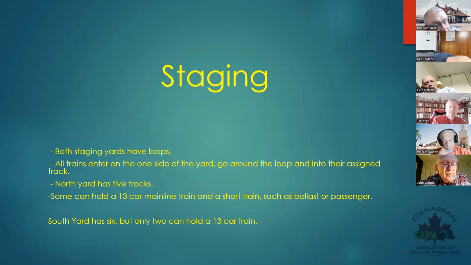North yard is 5 tracks. They're long. I put my 13 cars, my maximum, and I can actually put a short train in behind if I want to. South track, I was a little crowded. I got 6 tracks, counting the one going in, but I've only got 2 that can hold a 13-car train. One can hold a 10-car train, and then the others, the THB and the Port Colborne, are always small trains, so they fit into those.